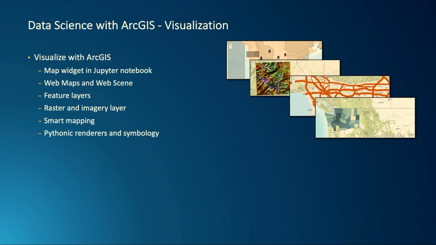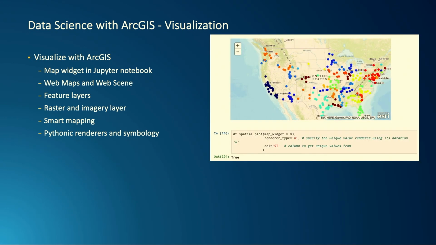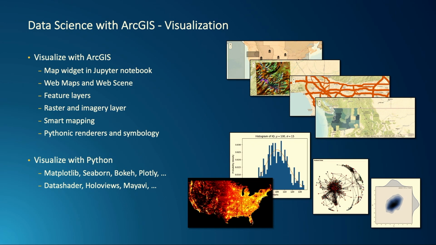Visualization is a key part, and often it is an iterative part when you're doing data science. So we saw using Jupyter Notebook and the map widget how you can quickly visualize your maps using smart mapping, using raster functions, and using various other renderers. In addition to that, you can also make use of third-party visualization libraries, like for instance the built-in plotting library within pandas. Libraries like Datashader, Plotly, or Seaborn can also be used along with your Python API in Jupyter notebooks to visualize your datasets.